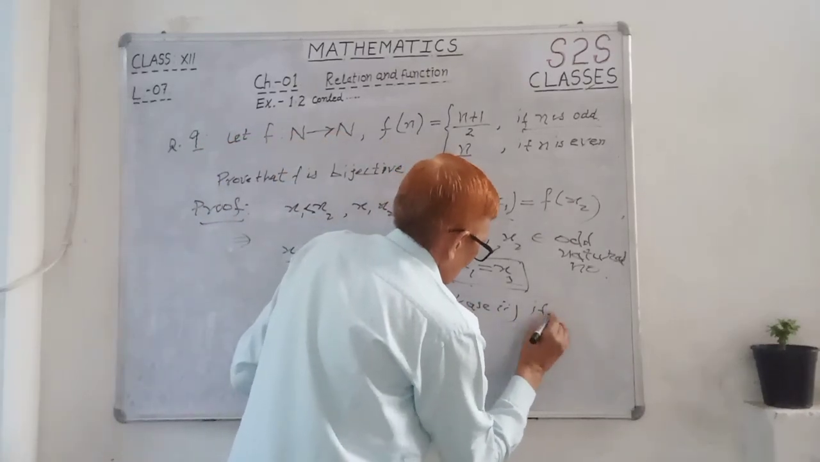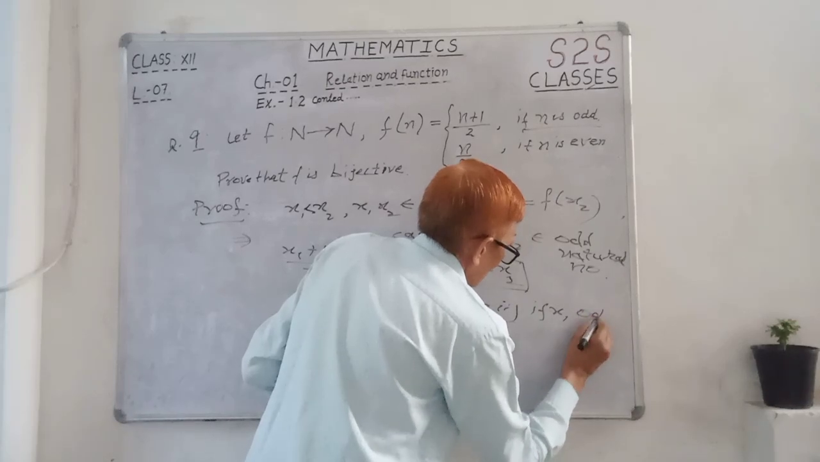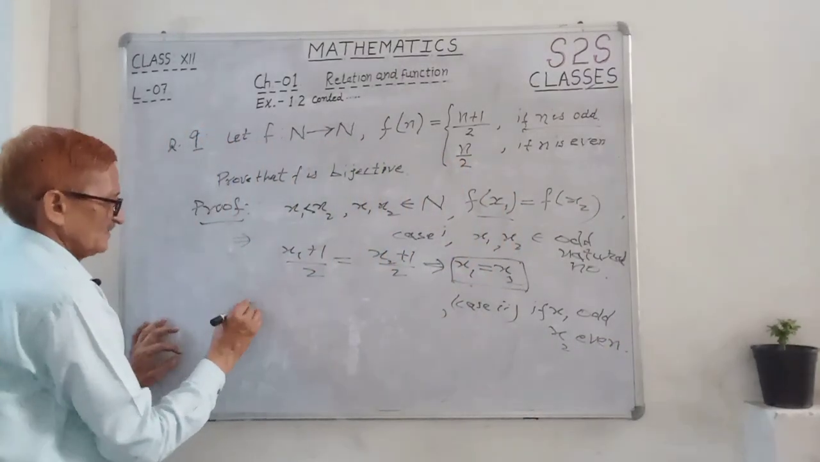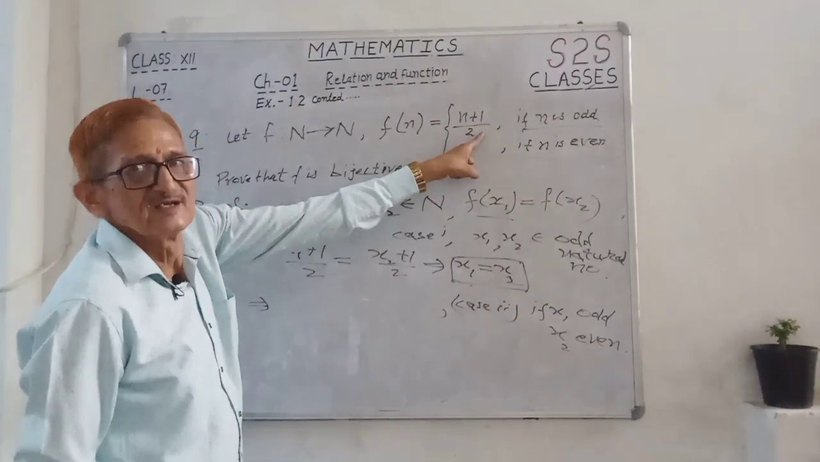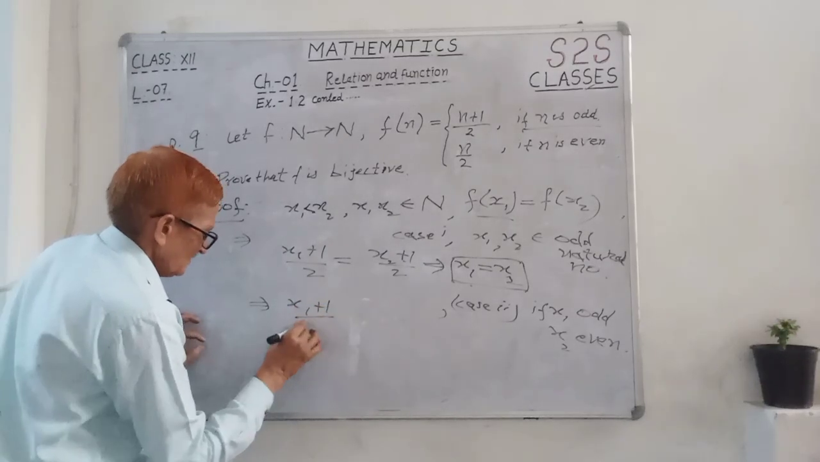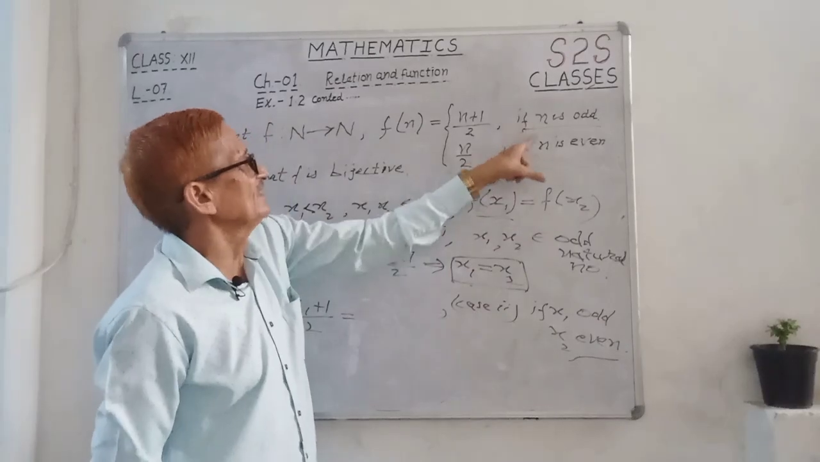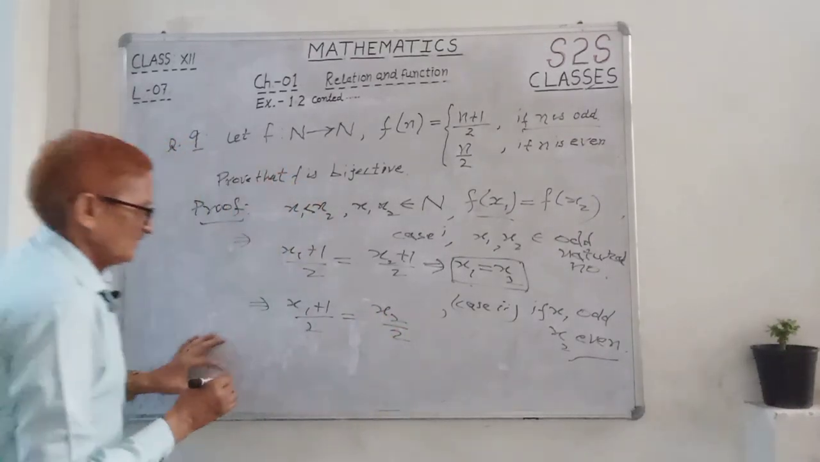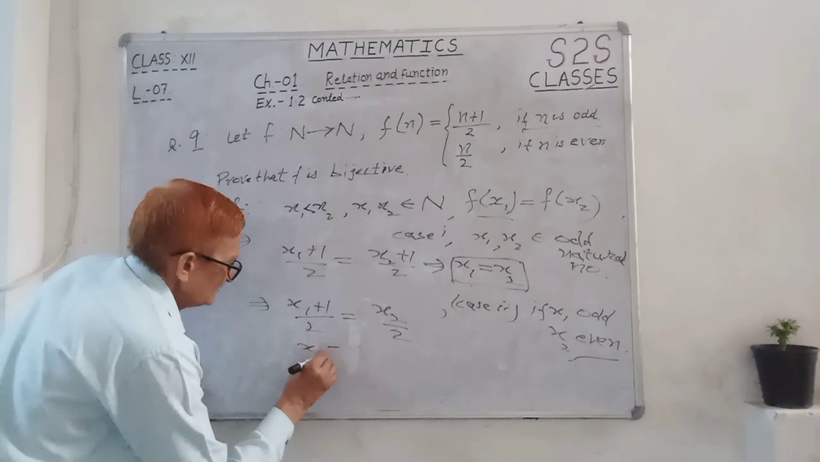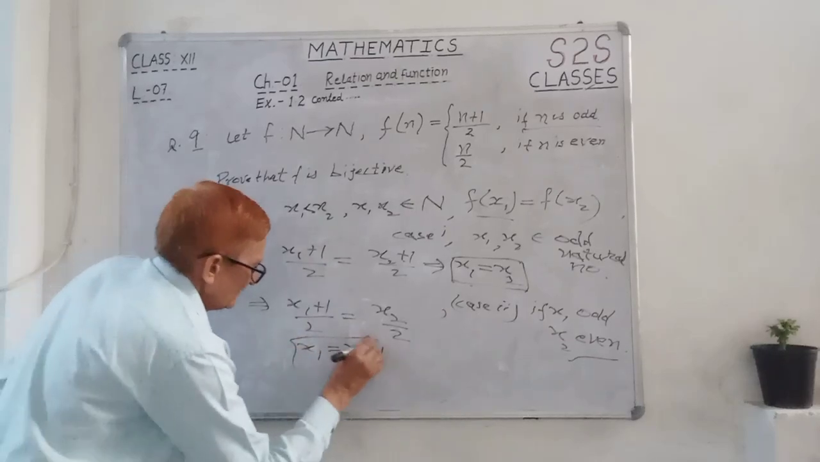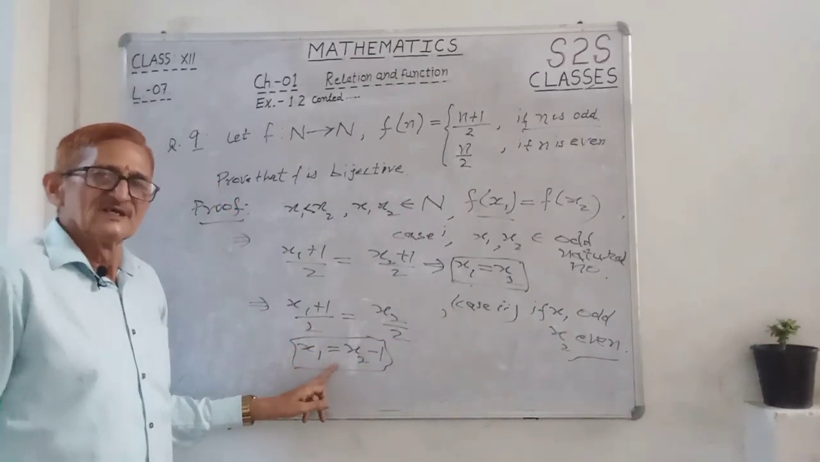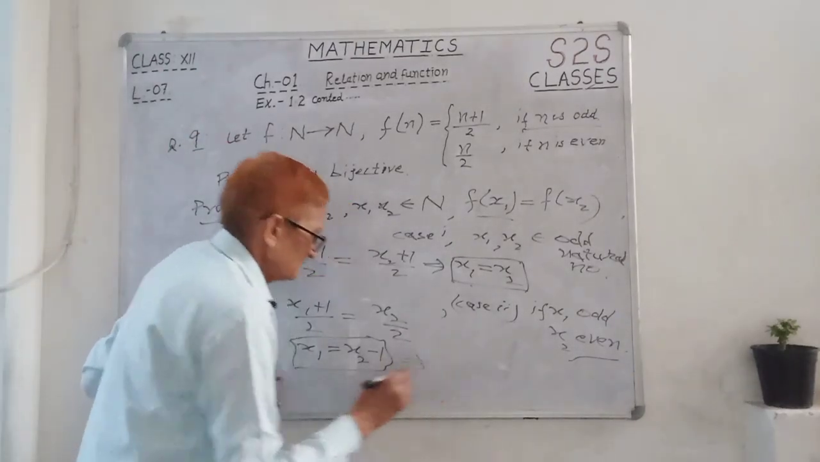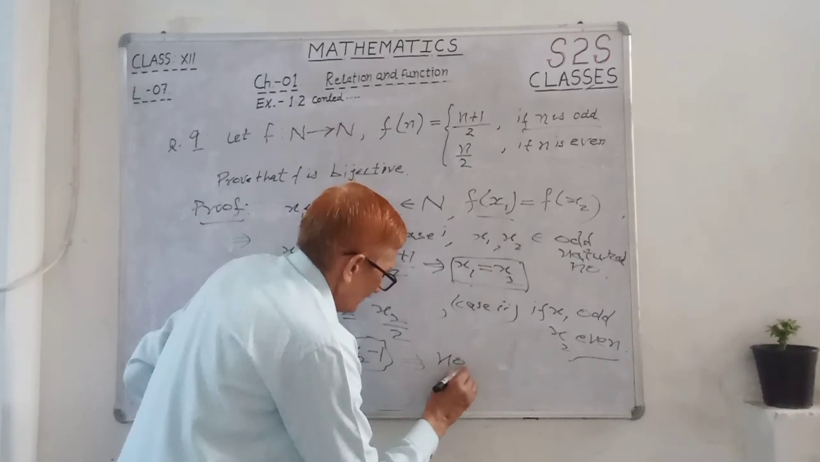Now case second: if x1 is odd and x2 is even. For this case, f(x1), x1 being odd, means (x1 plus 1) divided by 2, but x2 is even, so the output is x2 divided by 2. Now simplify, then x1 is equal to x2 minus 1. Here x1 equal to x2 does not hold, since one is odd and one is even. So from that we can say it is not one-one.